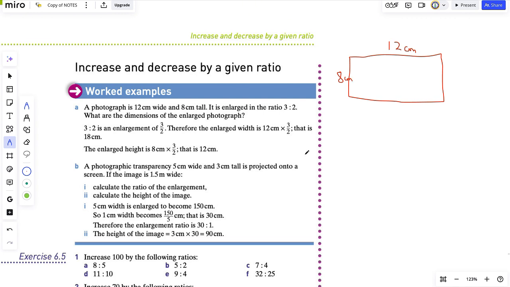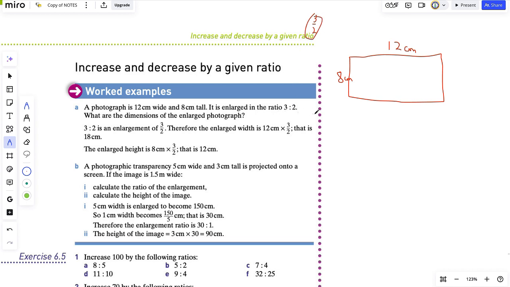Now it is enlarged in the ratio of 3 to 2. Why is it enlarged? If it's reduced, it will be 2 over 3. But 3 to 2, because if you divide 3 over 2, it is 1.5, which means it's enlarged. What are the dimensions of the enlarged photograph? Each side, you multiply by the ratio 3 over 2.